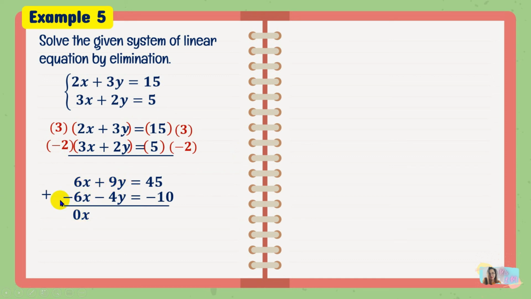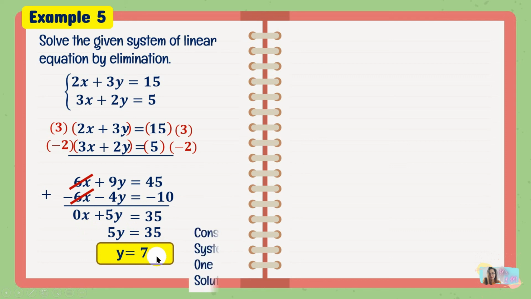Then we have to add these two equations, 6x plus negative 6x, that will be 0x, and then positive 9y plus negative 4y, that's positive 5y. And then 45 plus negative 10, that's positive 35. Then ang resulting equation natin ay 5y is equals to 35. Then divide both sides by 5, y is equals to positive 7. Okay? Ang ating value ng y ay positive 7. And kapag may value tayo ng y, ibig sabihin meron tayong one solution at ang ating system ay consistent system.